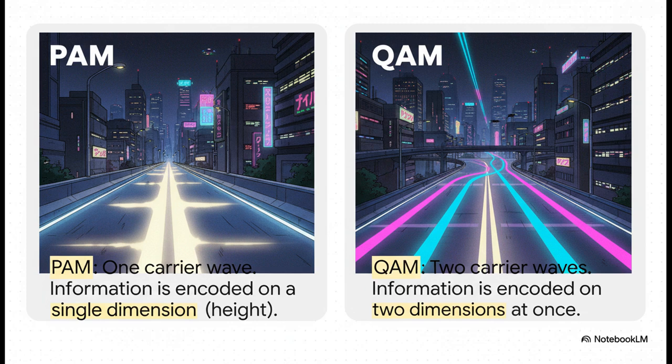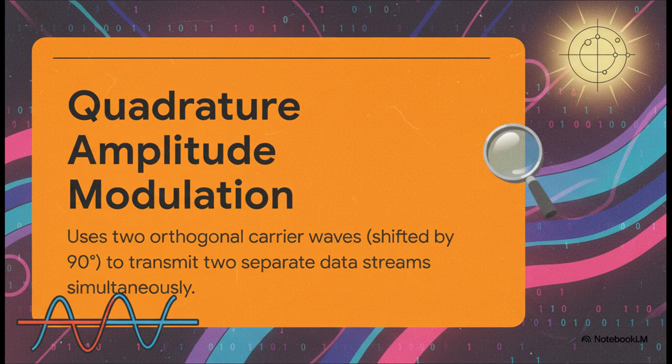Quadrature amplitude modulation, or QAM, is like building a second lane for a data superhighway. It uses two carrier waves at the exact same time to carry two separate streams of information. So how on earth does it do that? Well, it takes two carrier waves on the exact same frequency, but, and here's the magic trick, it shifts one of them by 90 degrees.